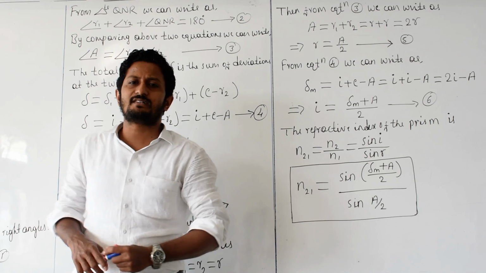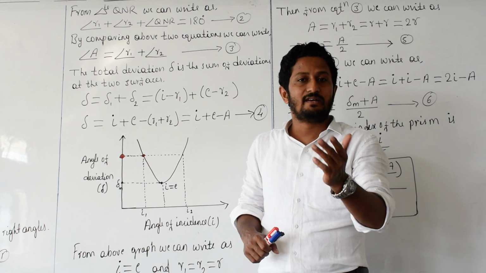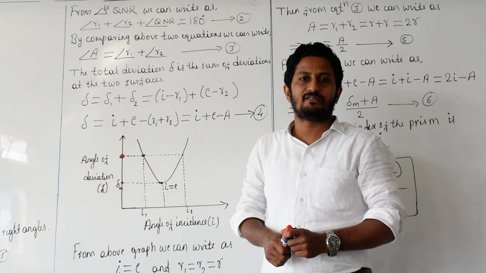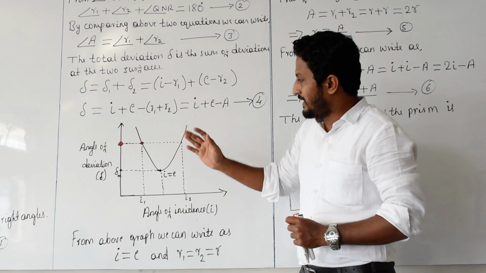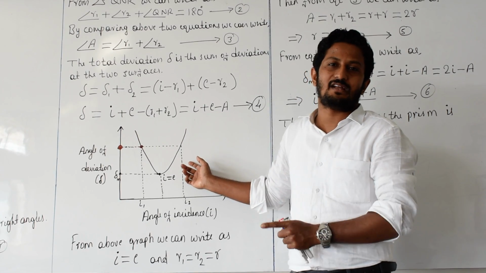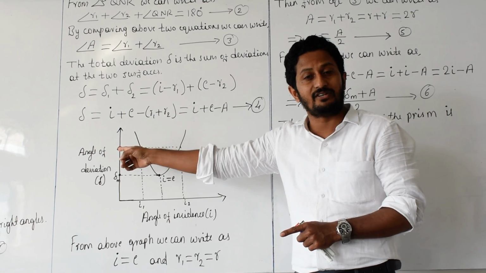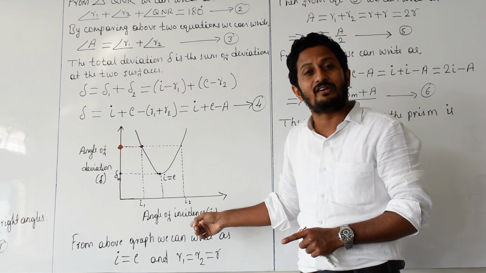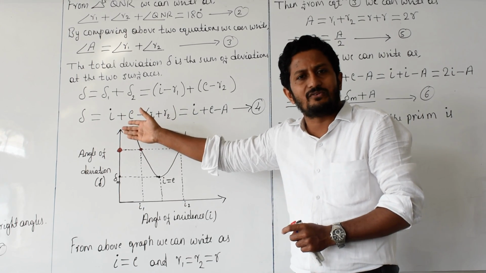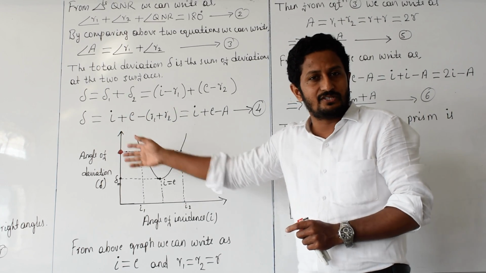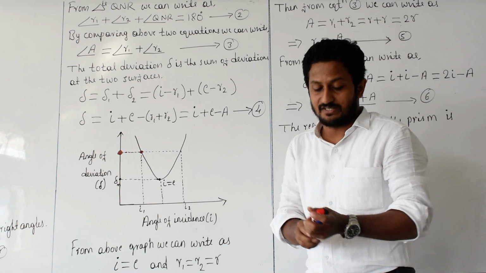In the previous class, I was telling you about the refractive index of the prism, the derivation we were deriving. At that time, I was explaining this graph, plotted between angle of deviation versus angle of incidence. Along the y-axis, we have taken the angle of deviation, and along the x-axis, the angle of incidence.